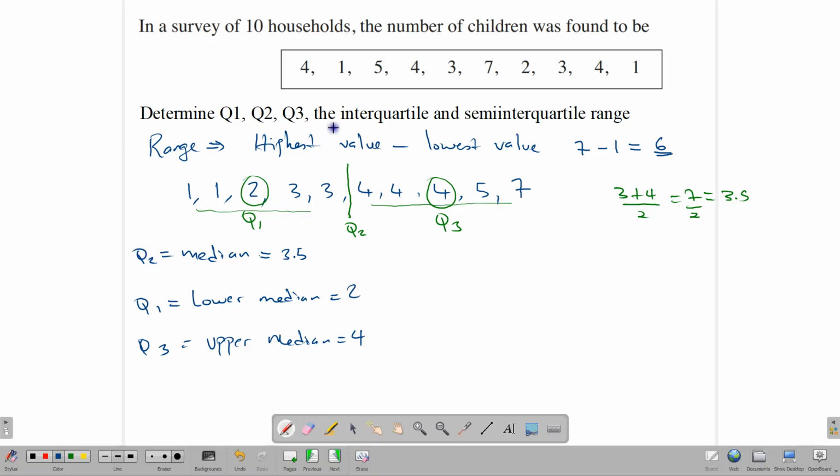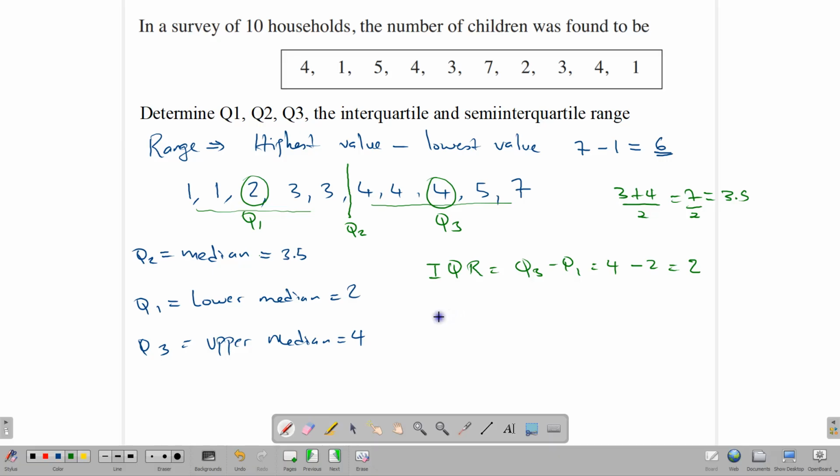We can also calculate the interquartile range. The interquartile range is simply Q3 minus Q1, and Q3 here is 4, minus 2, and we get that to be 2.